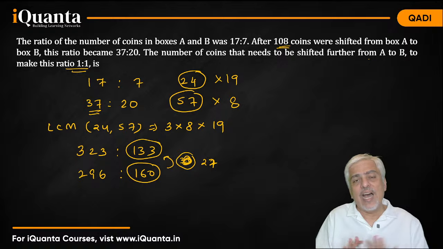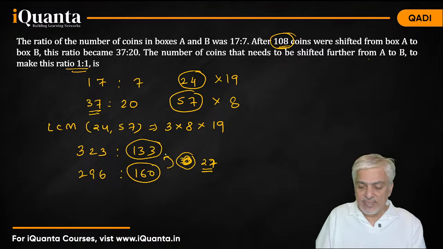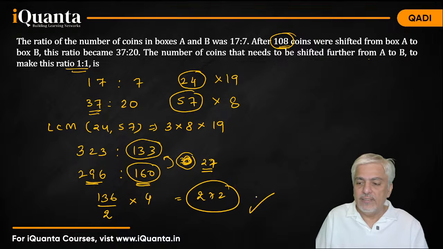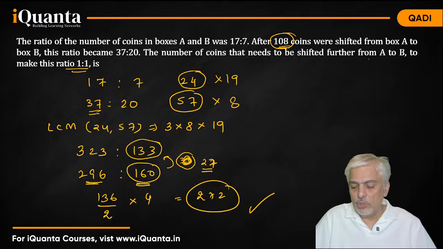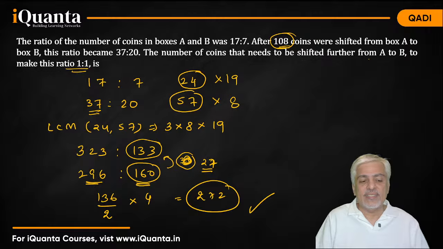So what we will do is at the last step, I will just multiply by 4, because 27 times 4 is 108. What is the difference of these two right now? It is a difference of 136. If I want to make 1:1, I have to take half and then multiply by 4. That's your answer, 272. Completely different method, just to understand. 272 coins had to be shifted. This is the same logic. There's no x, nothing to be taken in this case.